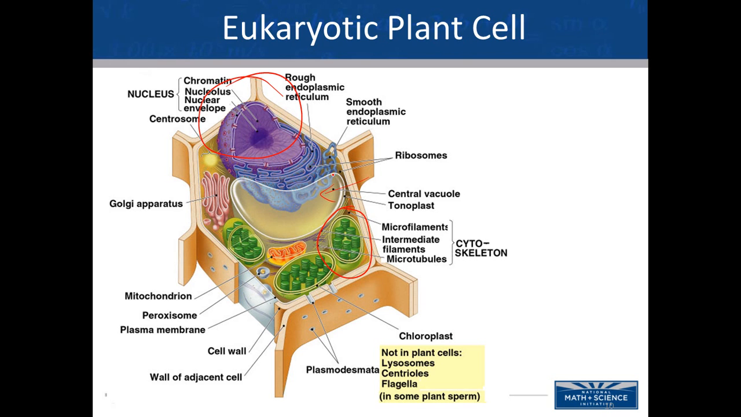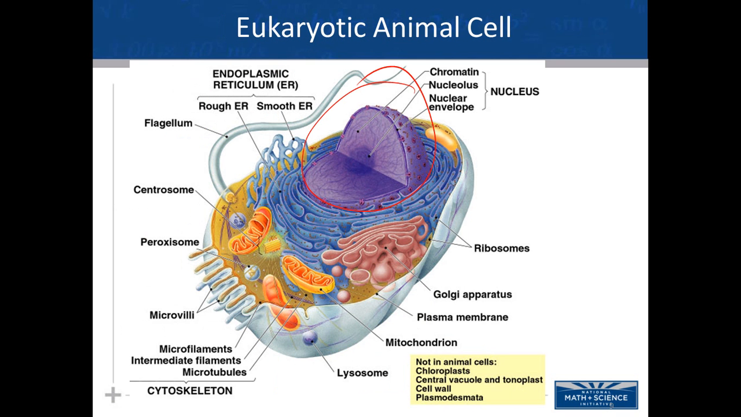Another thing you'll notice is that plant cells have a cell wall, and that cell wall is made out of the carbohydrate cellulose. If we go back and we look at an animal cell, animal cells have this little structure right here, called centrioles in a region called the centrosome. Plant cells have a centrosome, but they do not have centrioles. In addition to that, plant cells do not have lysosomes like animal cells do.